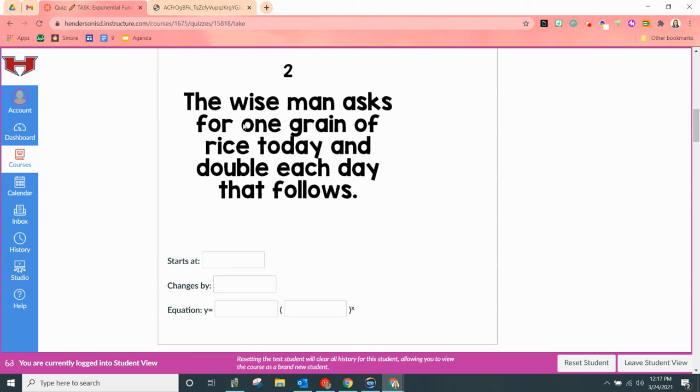This one's kind of strange. I'll help you with this one. The wise man asked for 1 grain of rice today and double each day that follows. So what does it start at? How much rice does he have when he starts out? He has 1 grain. What's it changing by? Well, double. So how do you think double? When you think double, what do you think?